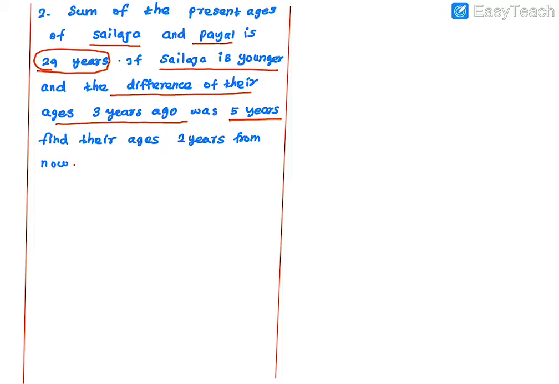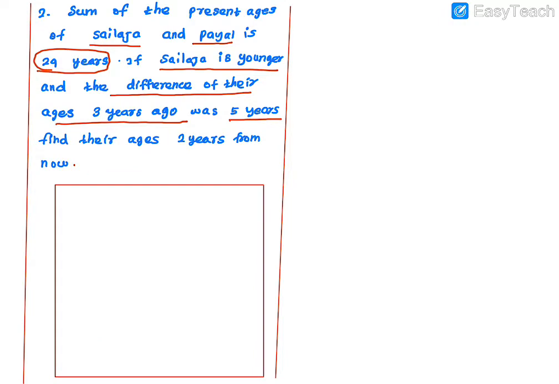Okay, the solution. First read the problem: the sum of the ages of Shailaja and Payal. So what are the persons? Two persons. First you have to write the given data, so for that we have to make a tabular column.